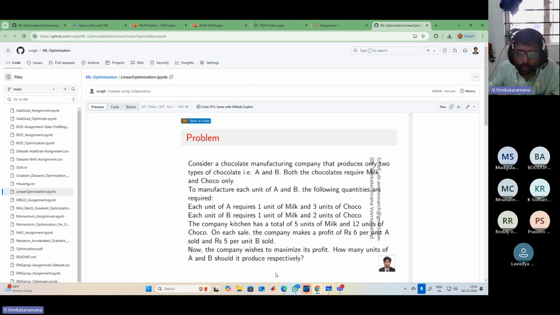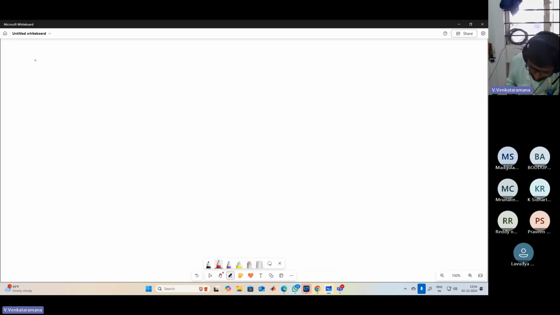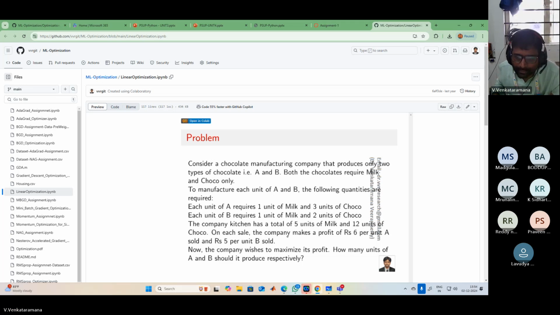So he's trying to maximize the profit, right? How can we develop the mathematical modeling for this profit? You can see here, 6 rupees profit for 1 unit of A, 5 rupees profit for 1 unit of B. Now the client is asking how many units of A and B he should produce so that he gets the maximum profit.